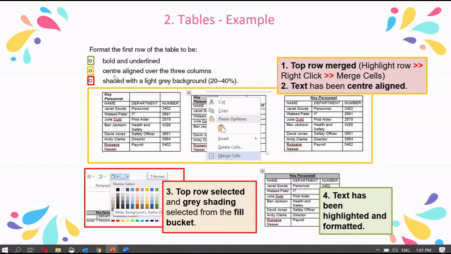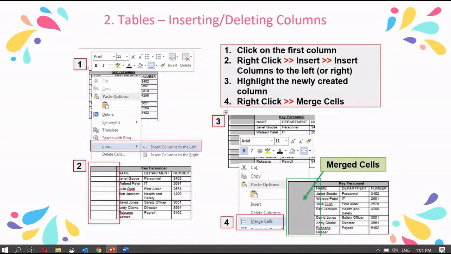This next question says, center align the row over 3 columns. This means that the 3 columns need to be merged, and you know how to do a merge. This will center align it in the middle. So that is the example shown over here. Then it also says that the first row needs to be shaded with a light gray background, and you know this is the option for shading. So this is a sample of a question that can come from tables.